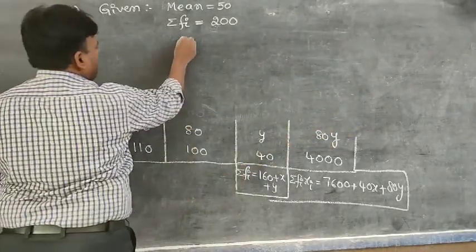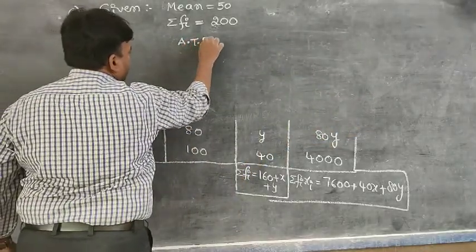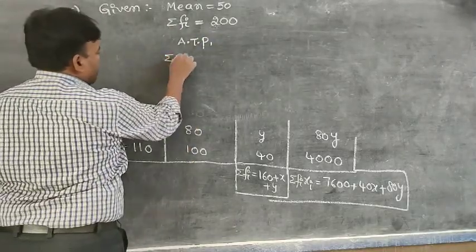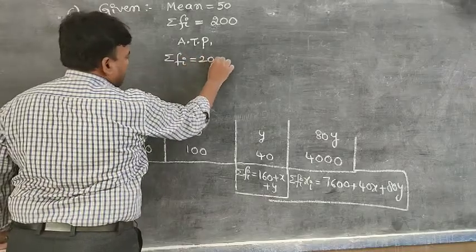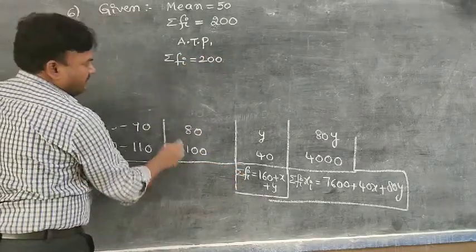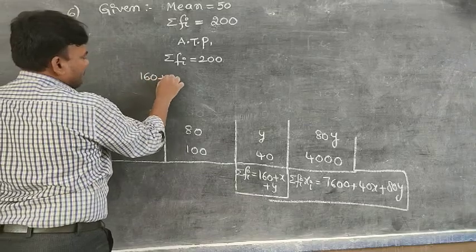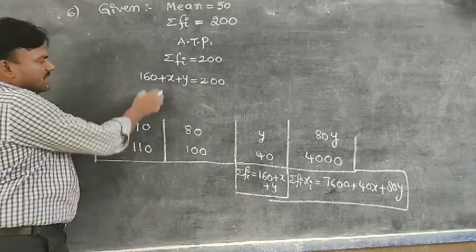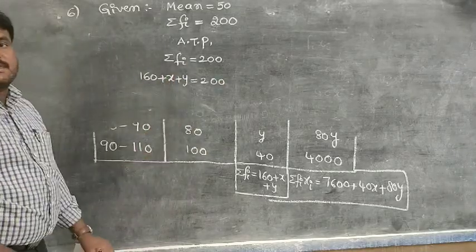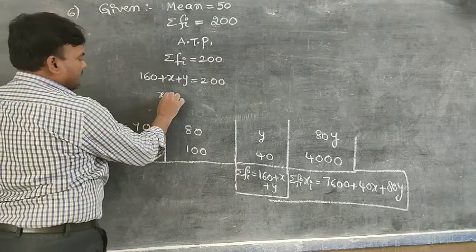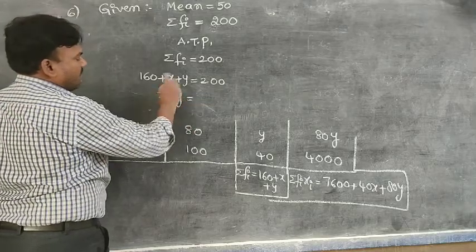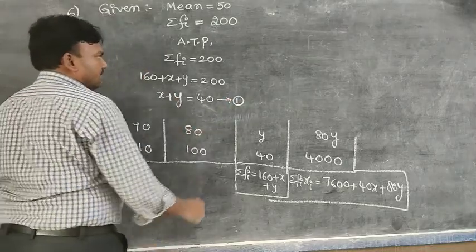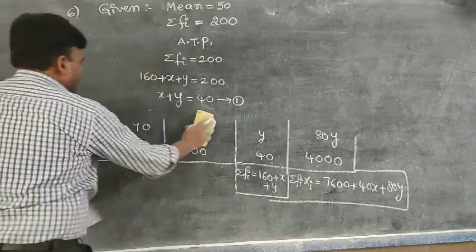According to the problem, let me take it. Summation Fi equal to 200. We know from the table summation Fi value, that is 160 plus x plus y equal to 200. 160 transferred to the right side becomes minus. Then x plus y equal to 200 minus 160 becomes 40, which is equation number 1. Now comes the mean formula.